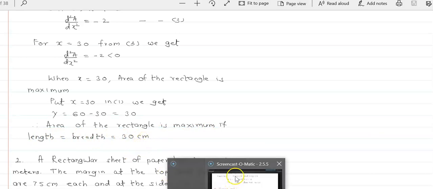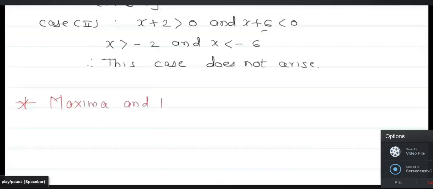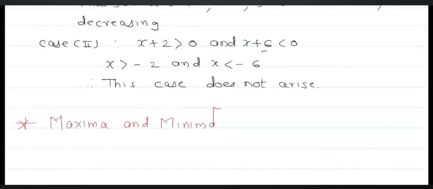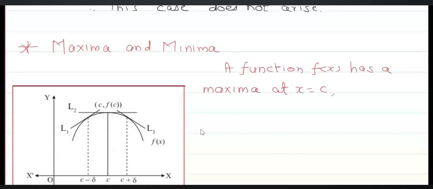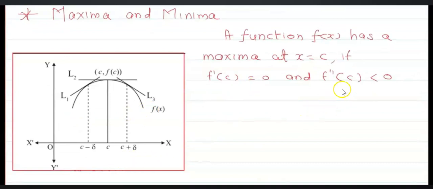Now we'll see this again here. Maxima and minima. Now see this again. The curve, L1, L2 and L3. A function f of x has maxima at x equals c. It's a maximum value. If you see this here, at this point, f dash of c is equal to 0 because this line is parallel to x axis. f double dash of c is negative.